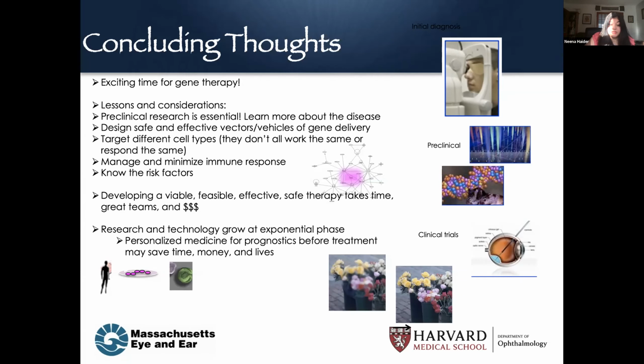So as research and technology grow and expand, it's interesting and exciting to be in this phase of really going towards precision medicine and personalized medicine for prognostics before treatment. I didn't touch a lot on that part, but we're also looking at organoids and how we can make precision medicine for developing better therapeutics in ocular diseases too.